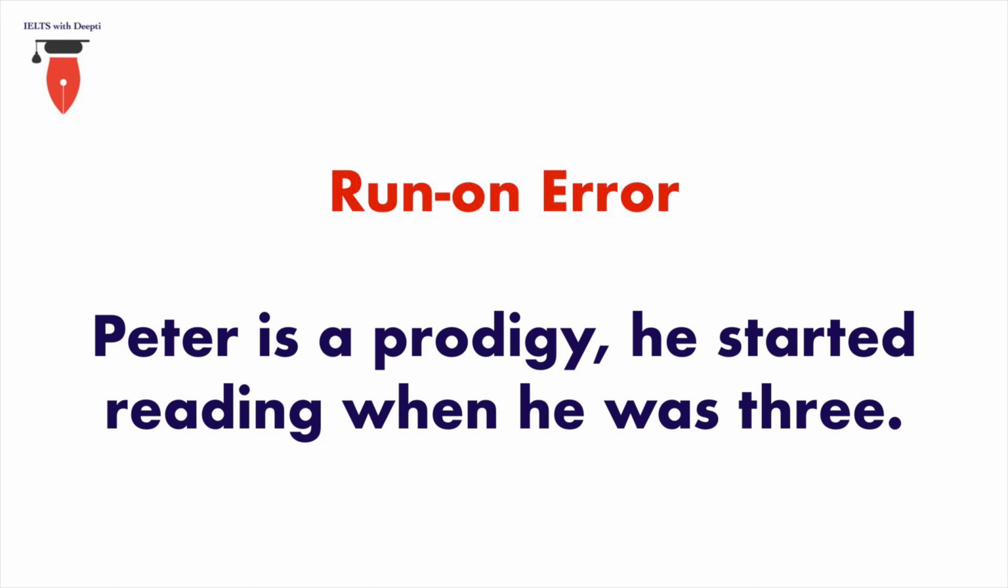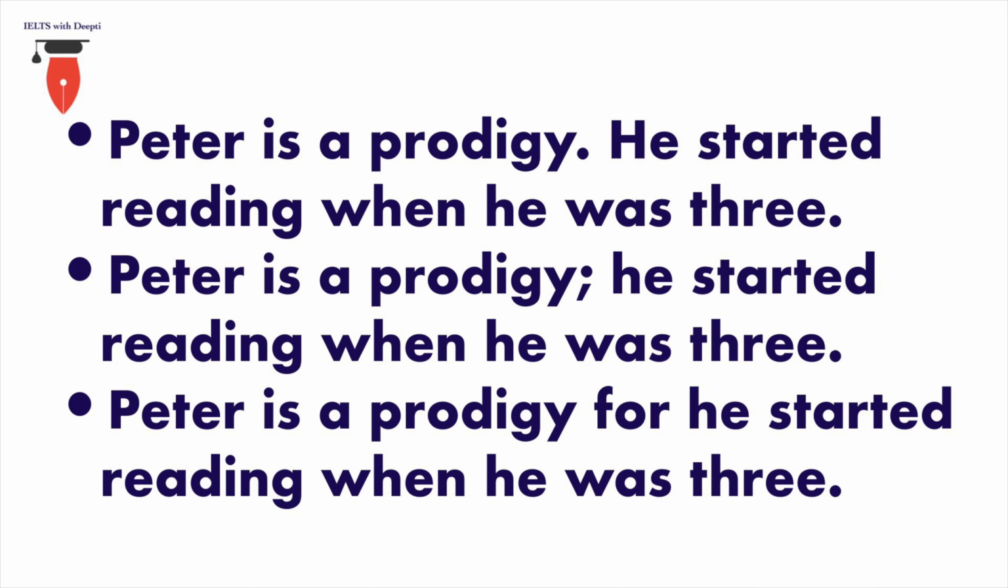Now going back to our statement, Peter is a prodigy is a complete statement in itself. And he started reading when he was 3 is also a complete statement. They both do not need each other to complete their meaning, and that is why putting a comma would be a wrong choice. So how can we improve it? Between these two sentences, we can either put a full stop or a semicolon. That will serve the purpose and make our sentence grammatically correct.